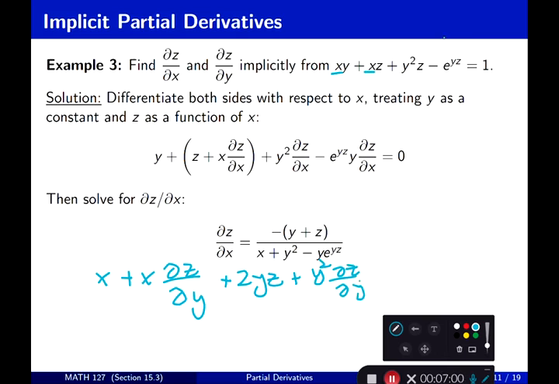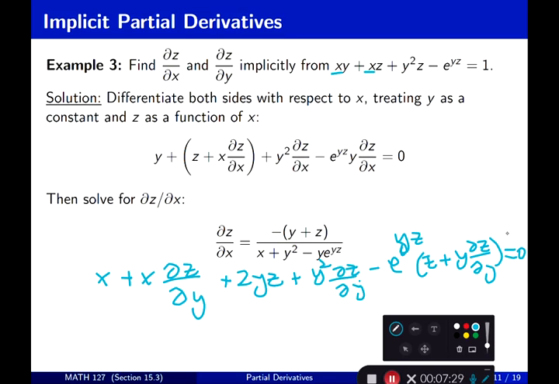Now, e to the power of negative yz is going to be e to the power negative yz times the derivative of the exponent, which is a product rule again. Z plus y partial of z with respect to y, equal to 0.